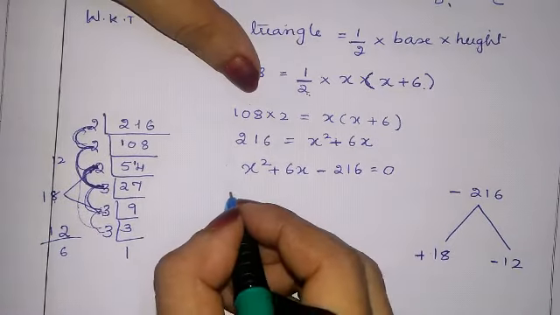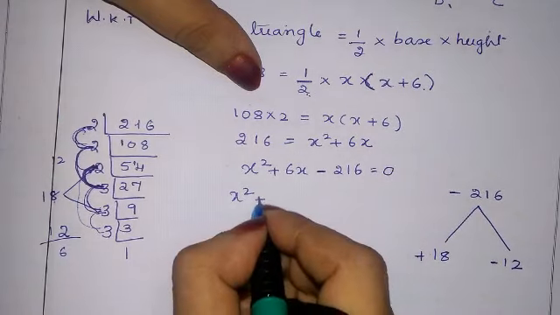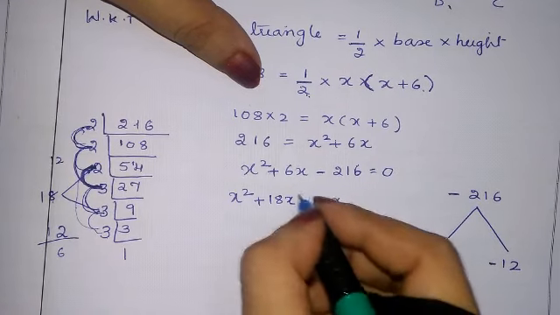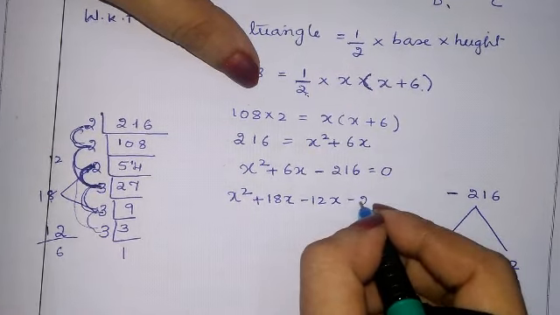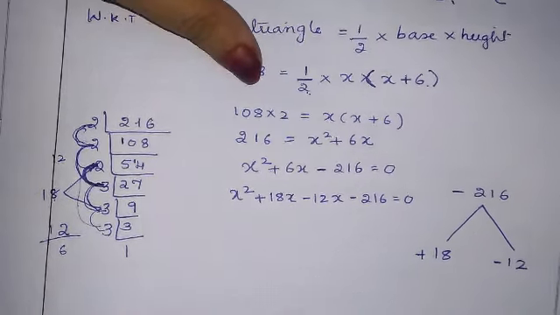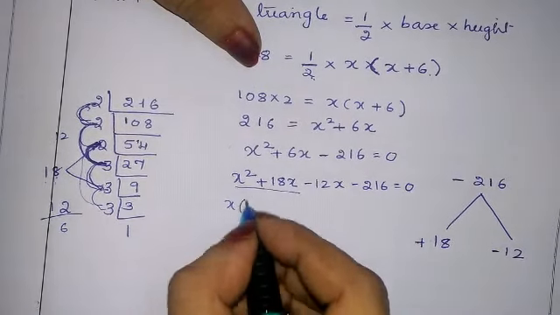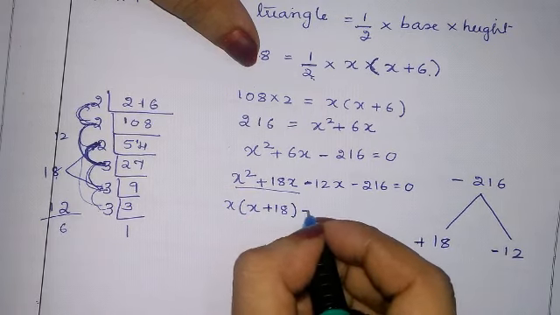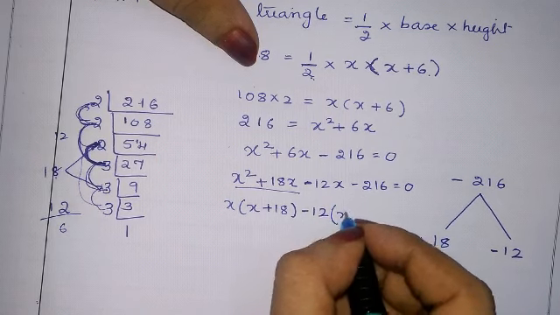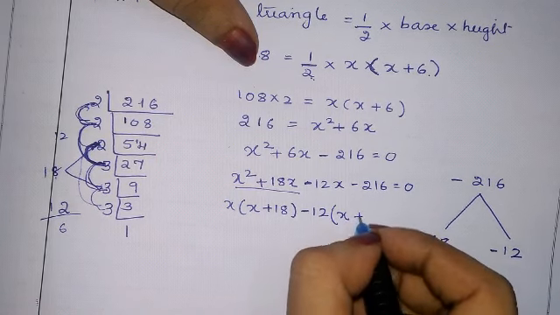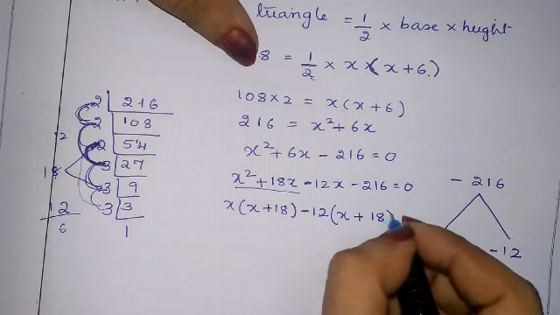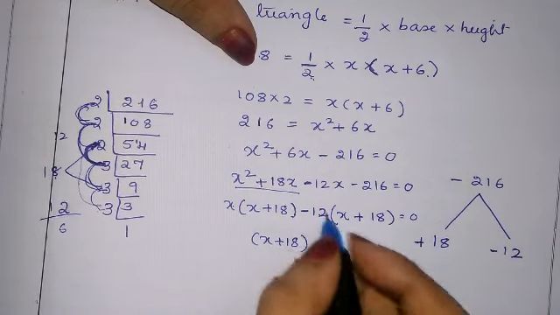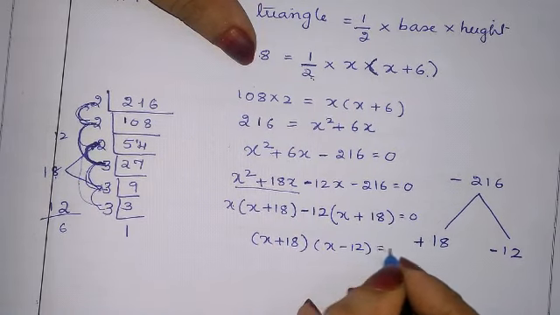Okay. Let's start. x square plus 18x minus 12x minus 216 equal to 0. Here common is x. If one x is common, x is left, plus 18. I'm taking minus 12 common, x is left, and when taken common it becomes plus 12 18s. So the common bracket is x plus 18, remaining is x minus 12 equal to 0.